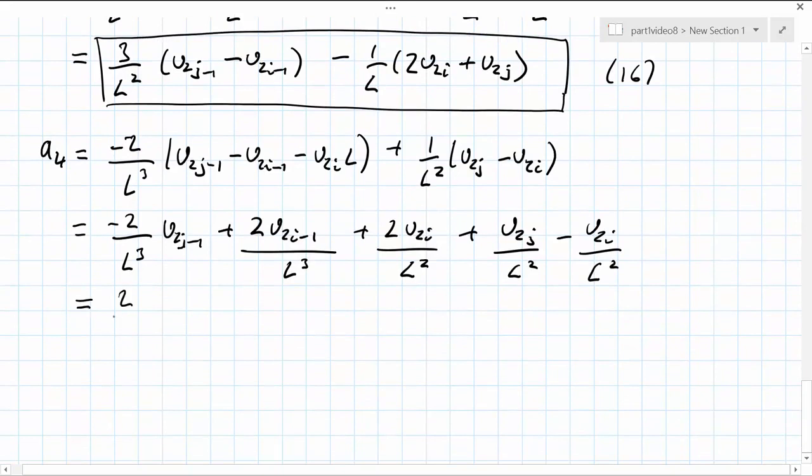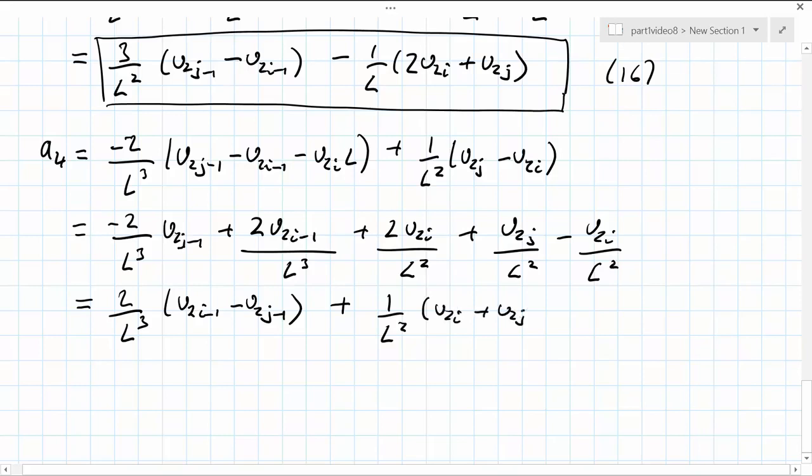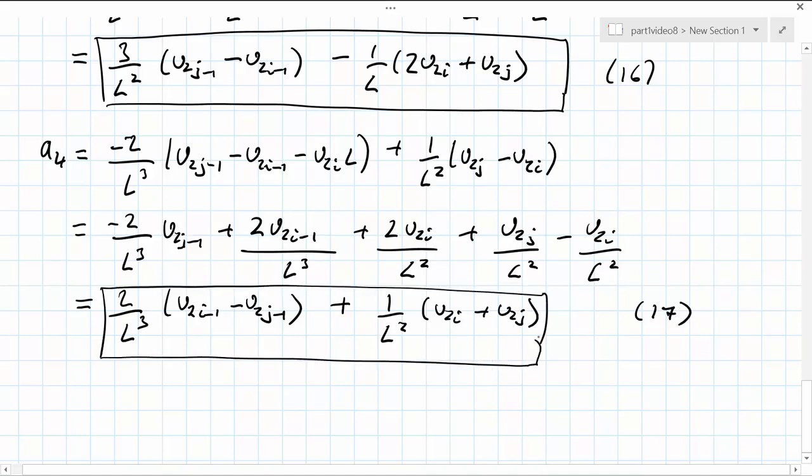Finally, that's equal to 2 over L cubed times by u2i minus 1 minus u2j minus 1 plus 1 over L squared u2i plus u2j. The reason for these algebraic manipulations is that I wanted to collect similar coefficient terms here for subsequent manipulation.